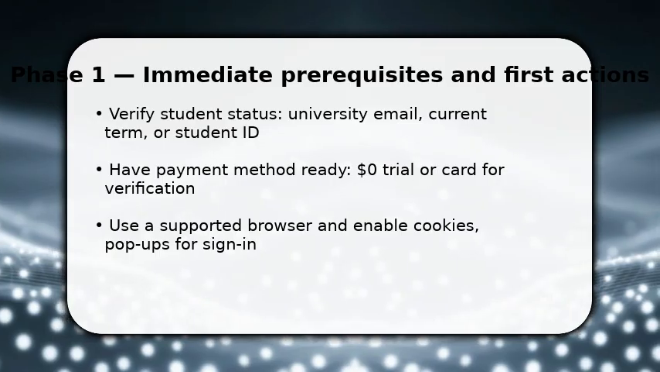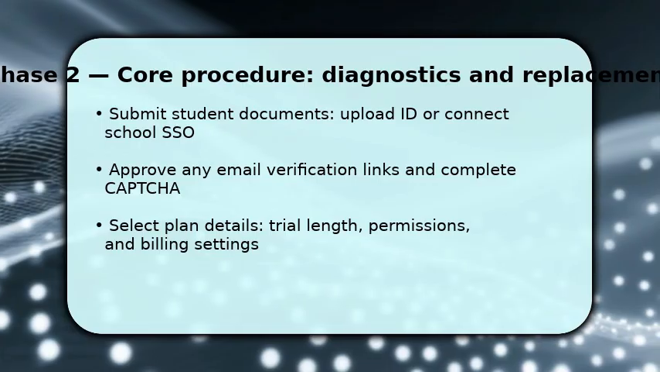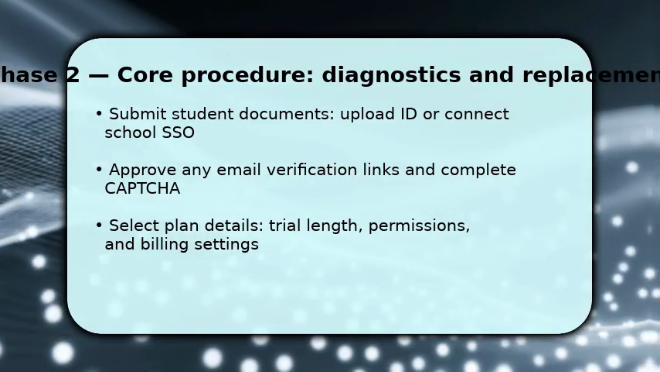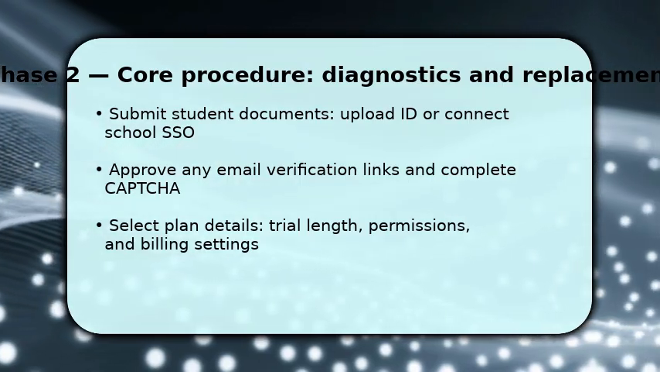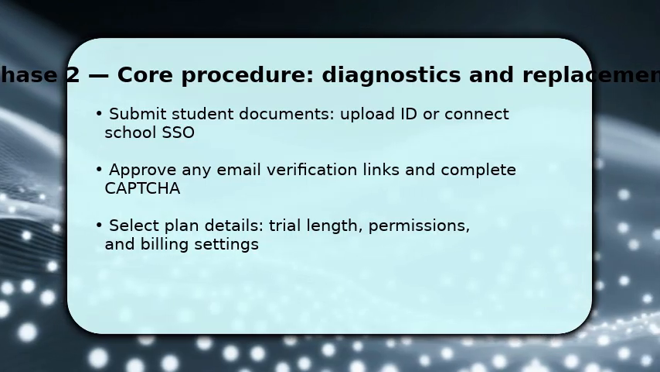Once you've initiated redemption, complete the verification steps carefully. Upload the required student documents or sign in through your school's SSO. This proves eligibility and speeds approval. After submission, check your inbox and click any verification links, and finish the CAPTCHA prompts so automated checks succeed.